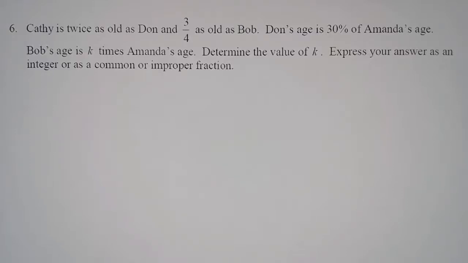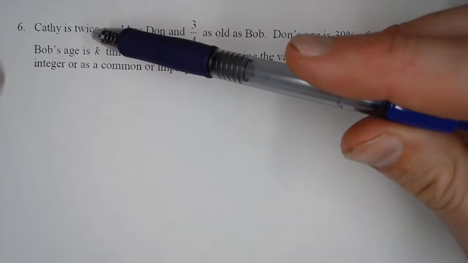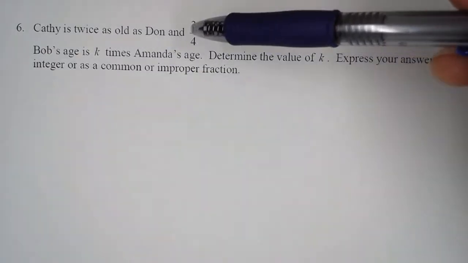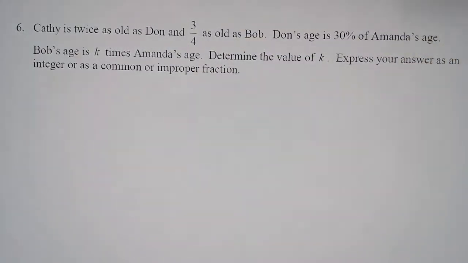In this problem, they tell us that Kathy is twice as old as Don and 3/4 as old as Bob. Don's age is 30% of Amanda's age. Bob's age is K times Amanda's age. So we want to determine the value of K and express our answer as an integer or as a common or improper fraction.